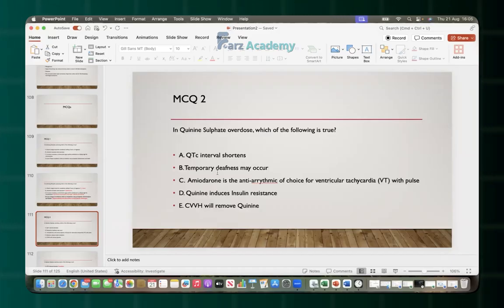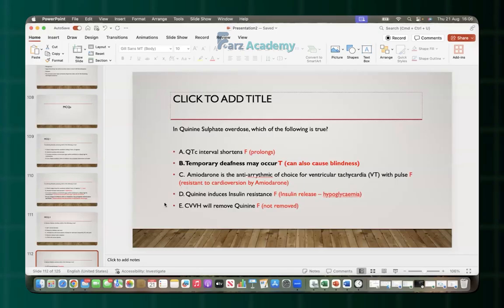QTc interval shortens, temporary deafness may occur. Amiodarone is the antiarrhythmic of choice for VTAC with pulse. Quinine induces insulin resistance, and CVVH will remove quinine. You're going for B. Anyone else apart from Omar? No. So again, Omar, you're very right. B is the correct answer.